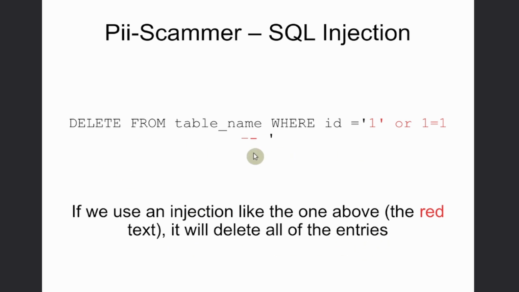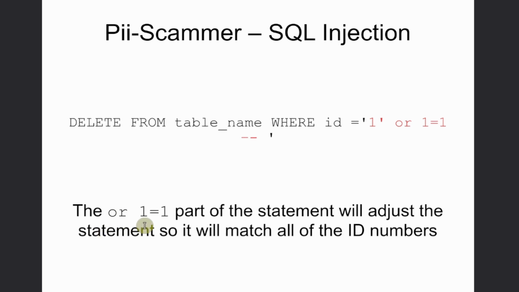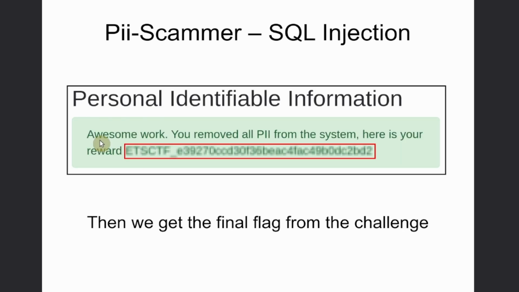If we use an injection like the one above in the red text, it will delete all of the entries. So this is an SQL injection where we put in 1 or 1 equals 1. So it's either going to be deleting row number 1 or it's going to delete everything. So 1 equals 1 means true. So delete 1 or true is going to delete every row in the table. The or 1 equals 1 part of the statement will adjust the statement so it will match all of the ID numbers. And then we get the final flag from the challenge.